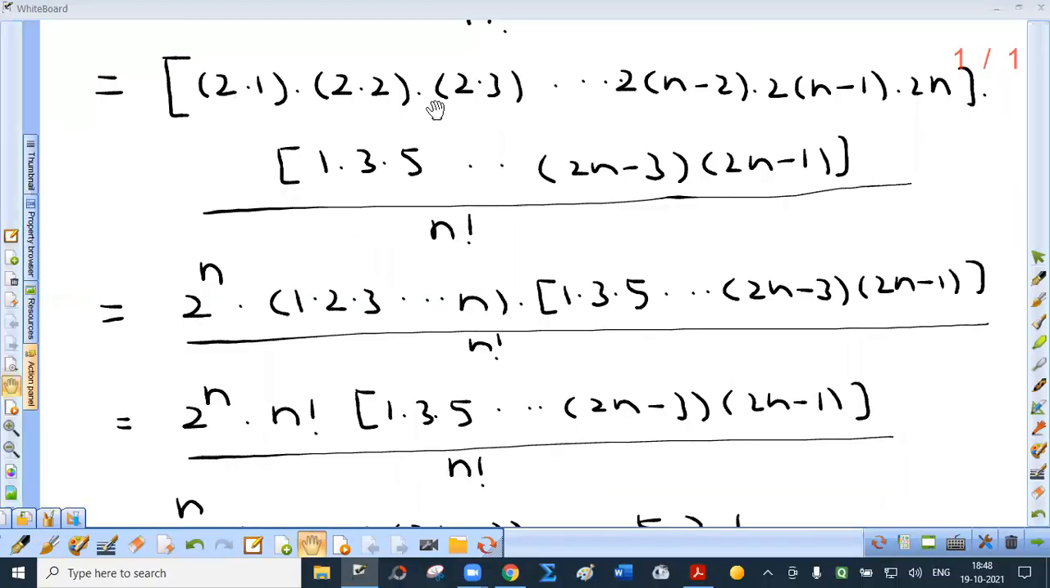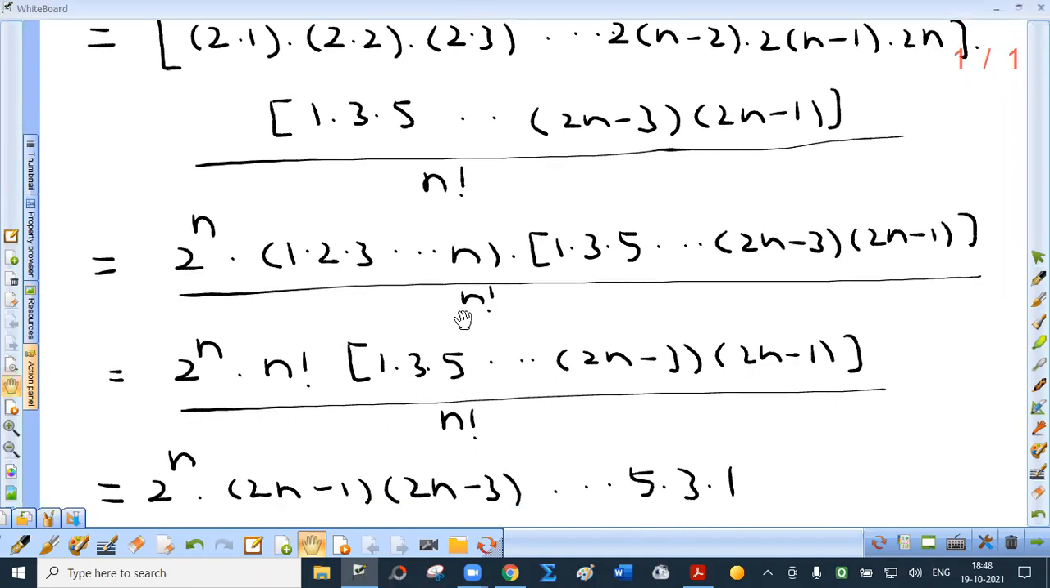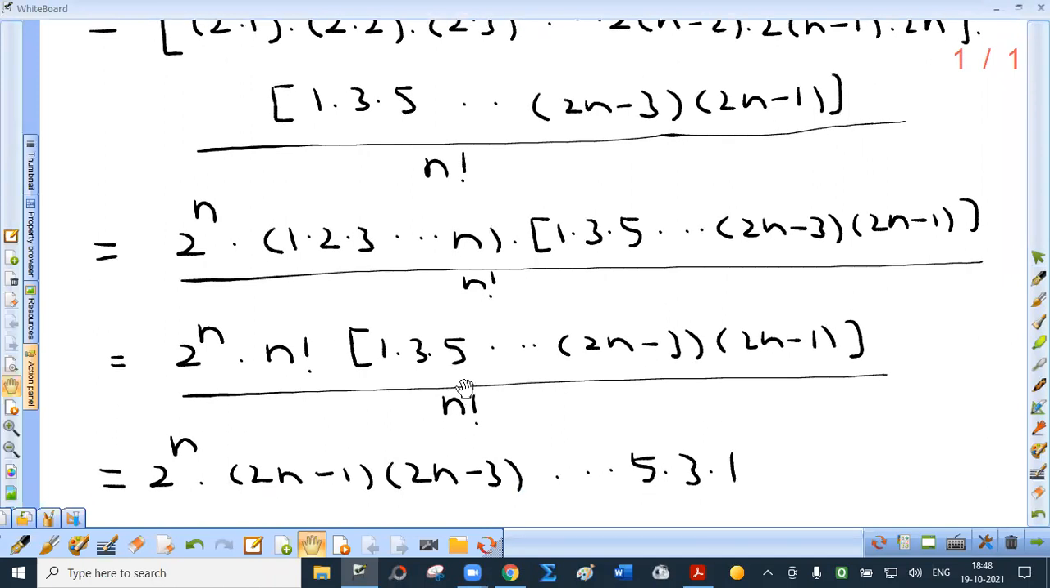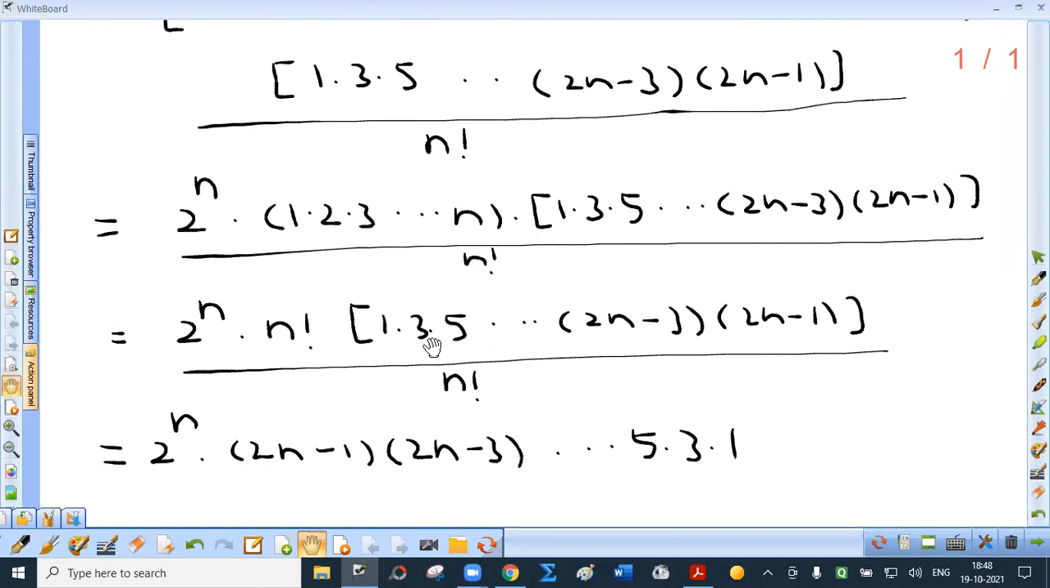Now 2 into 2 into 2, how many times? Each of the n terms contains 2. So 2 raised to n. Then what remains is 1, 2, 3, 4 up to n. This as it is, denominator as it is. Now 1 into 2 into 3 up to n is n factorial, which gets cancelled with this n factorial. So what remains is this. The only thing is I have written this in reverse order: 2n minus 1, 2n minus 3 up to what? 5, 3, 1. That's it.